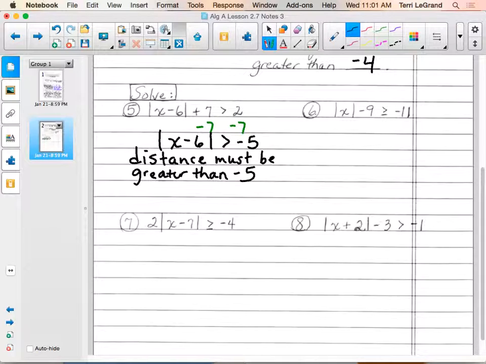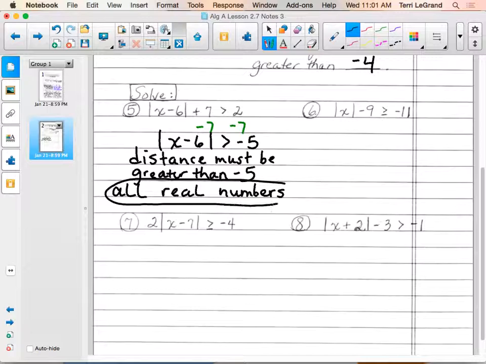Is every positive number on the number line greater than -5? Yes. So we're going to say that all real numbers, I'm going to let you just go right to writing this, all real numbers is your solution. Because all distance is greater than -5. Okay. Go ahead and do number 6 on your own.